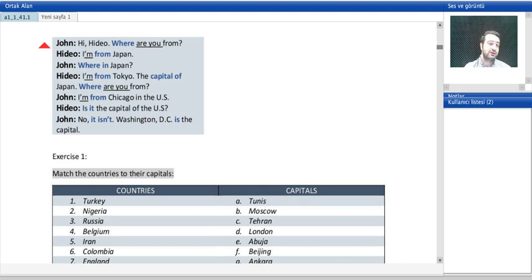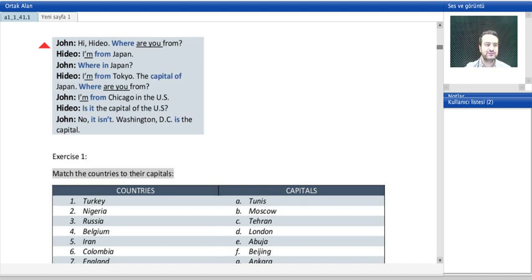John starts. Hi Hideo, where are you from? Hideo says, I'm from Japan. Where in Japan? I'm from Tokyo, the capital of Japan. Where are you from? And John says, I'm from Chicago in the US. Is it the capital of the US? No, it isn't. Washington, D.C. is the capital.